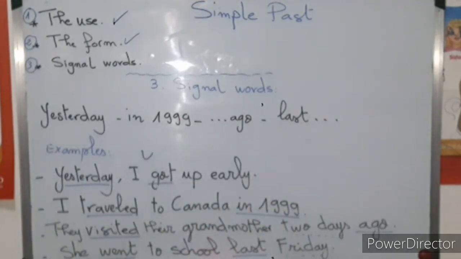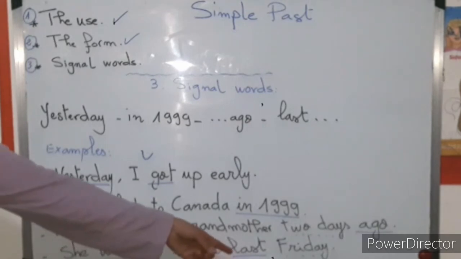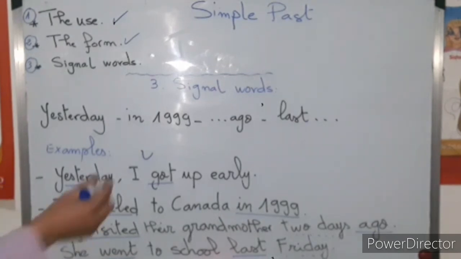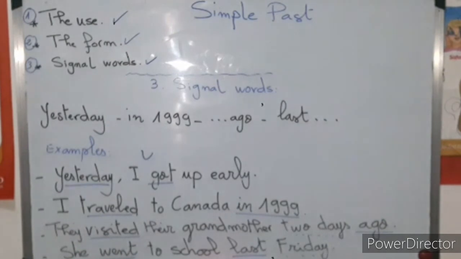The last example, she went to school last Friday. She went, the verb went is the verb to go, so went is simple past. To school last plus an expression of time, which is Friday. Last Friday. So she went to school last Friday. Like that, we have seen every signal word.